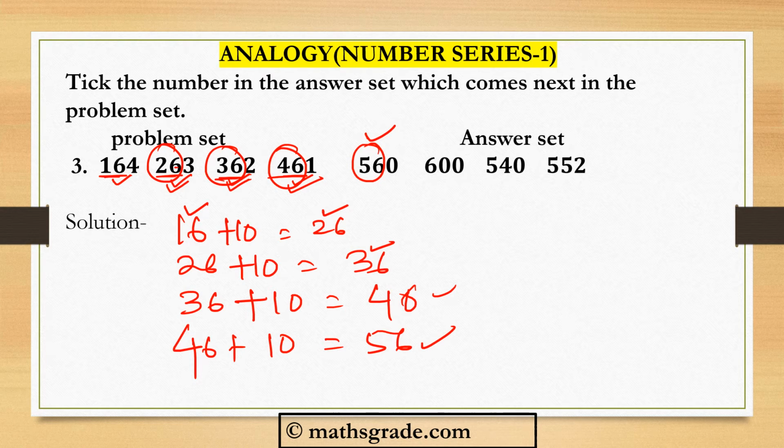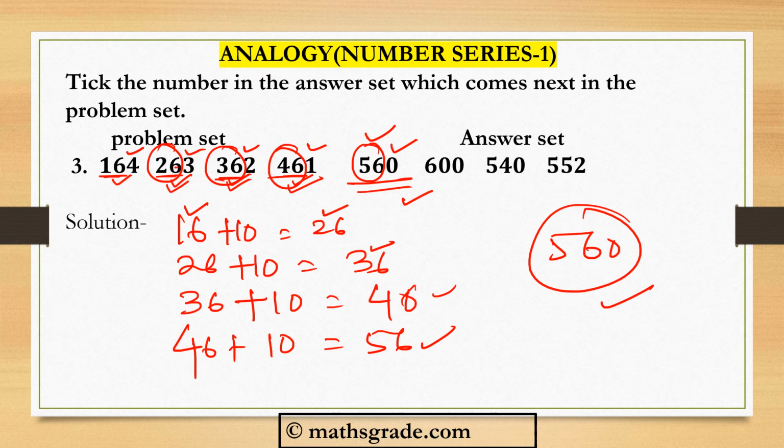And the third digit is 4, 3, 2, 1. Each number is subtracted by 1 from the third digit of the previous number, that is 4 minus 1 is 3, 3 minus 1 is 2, 2 minus 1 is 1, 1 minus 1 is 0. So the next number after 461 will be 560.